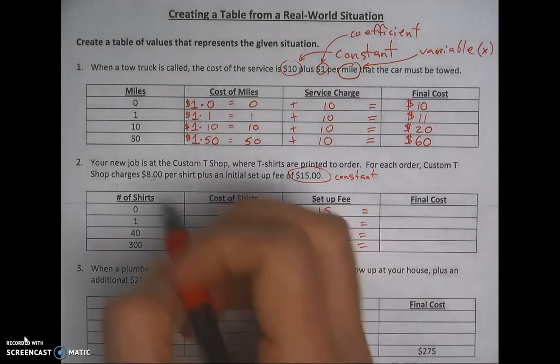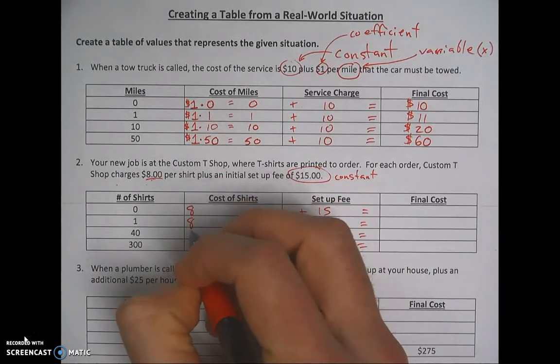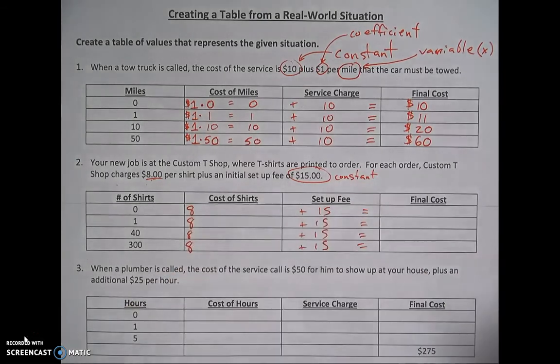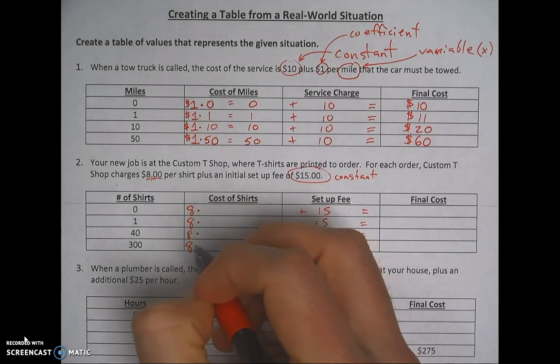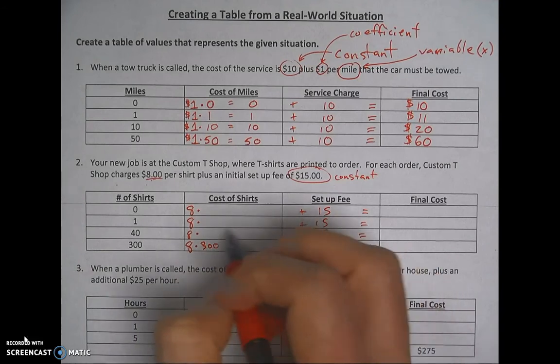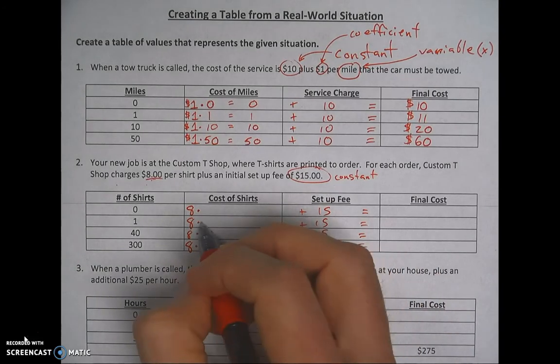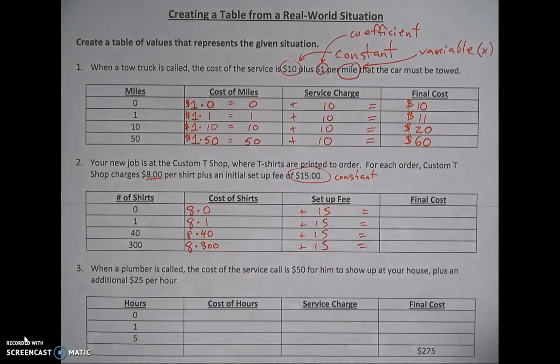Now the cost of the shirts is always $8 each, so I'm going to put that 8 down here. That's not going to be the total cost of the shirts. That's just each shirt. So it's going to be $8 times however many shirts I'm ordering. So this one is going to be times 300 shirts, and this is times 40, and this is times 1, and this is times 0.